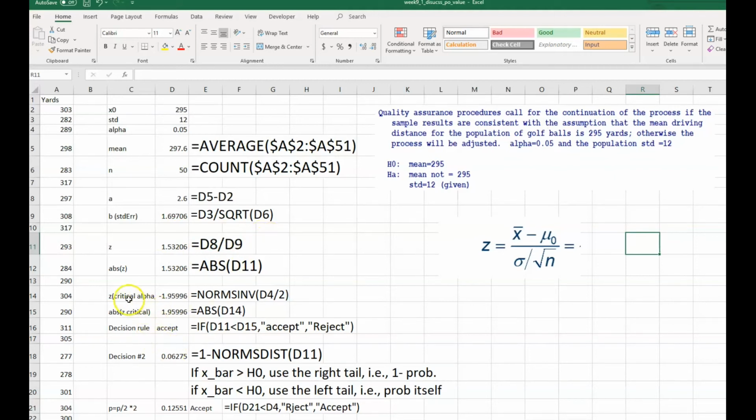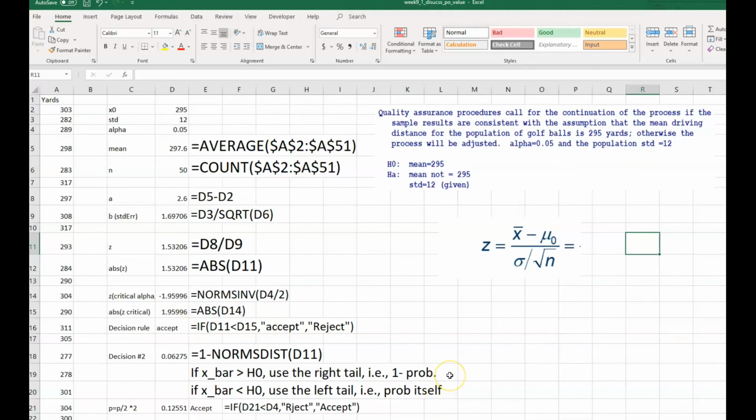To calculate the z critical value, we use norm S inverse and alpha divided by 2. Why alpha divided by 2? Because it's a two-sided test. So if we compare absolute values, the z value is 1.53 and the critical value is 1.96. Because the z value is less than the critical value, I'm talking about absolute value, we accept the null hypothesis.